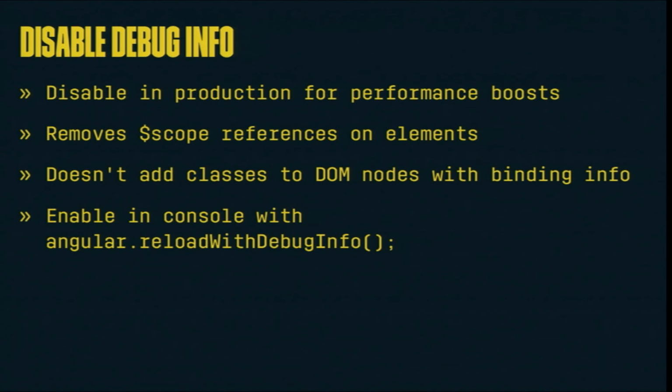If you're in production, for example, and it's disabled, you can actually call angular.reloadWithDebugInfo. It'll then reload the page. You get all the bindings there. It's obviously temporary, but that comes in a lot of handy.